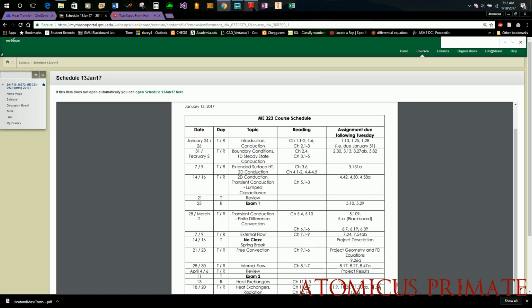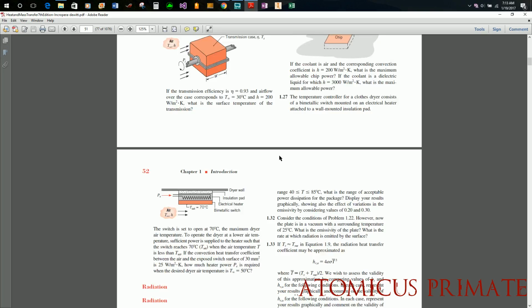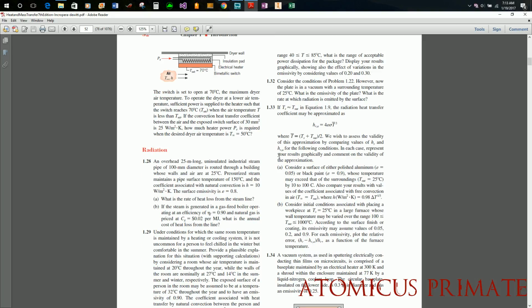And the last question from this is 1.28. So this is before anything gets difficult. Radiation. An overhead 25-meter long uninsulated industrial steam pipe of 100 millimeter diameter is routed through a building whose walls and air are at 25 degrees Celsius. Pressurized steam maintains a pipe surface temperature of 150 degrees Celsius, and the coefficient associated with natural convection is h equals 10 watts per meter squared Kelvin. The surface emissivity is epsilon. Is it epsilon? Anyways, equals 0.8.